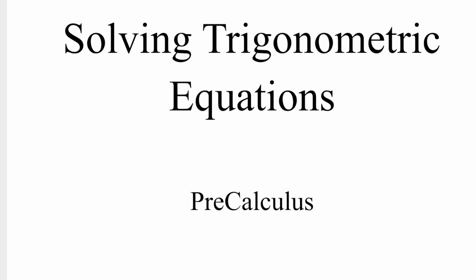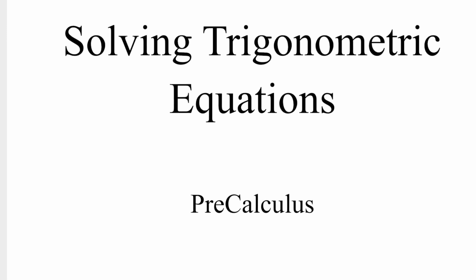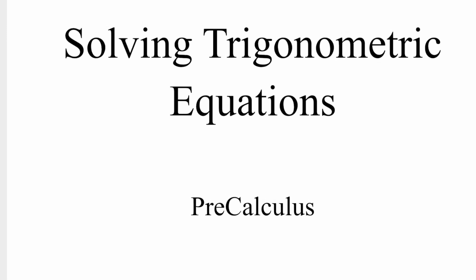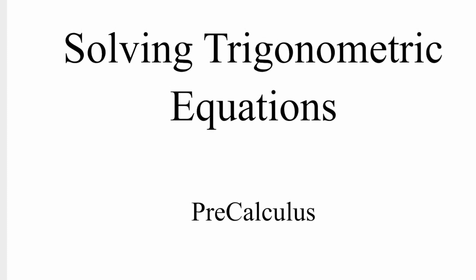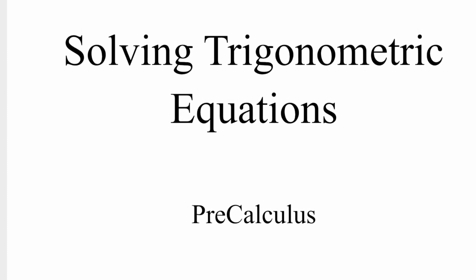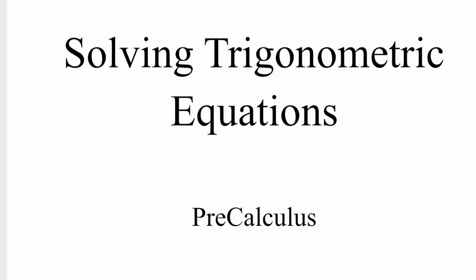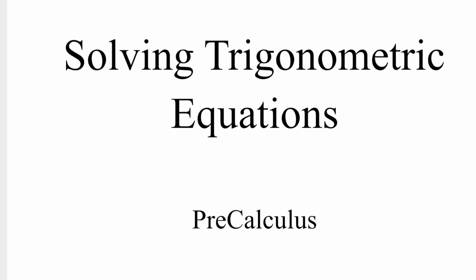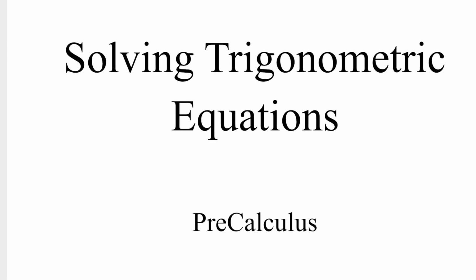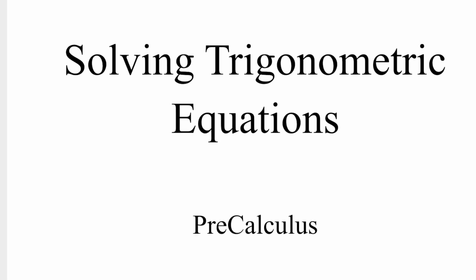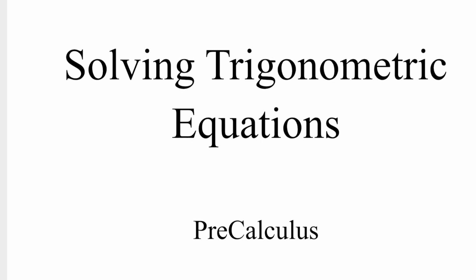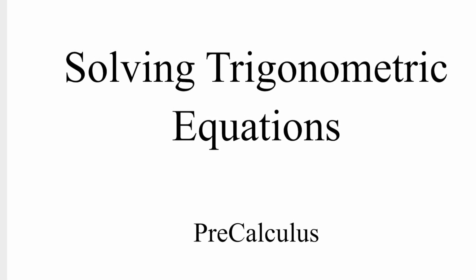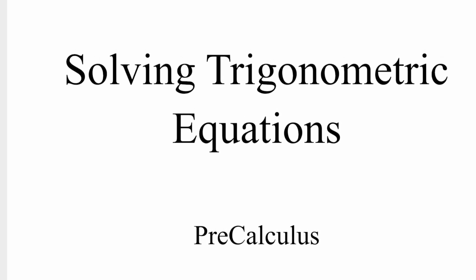To find more solutions, we recall that angles coterminal with these two would have the same sine value, so we can add full cycles of 2 pi. Theta equals sine inverse of 0.8 plus 2 pi k, and theta equals pi minus sine inverse of 0.8 plus 2 pi k, where k is an integer, or approximately theta equals 0.927 plus 2 pi k, and theta equals 2.214 plus 2 pi k, where k is an integer.